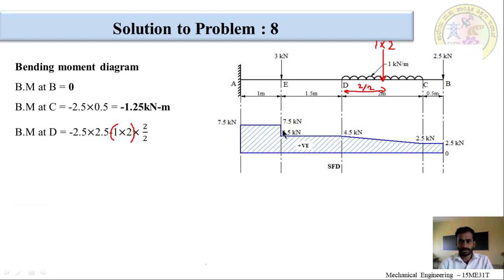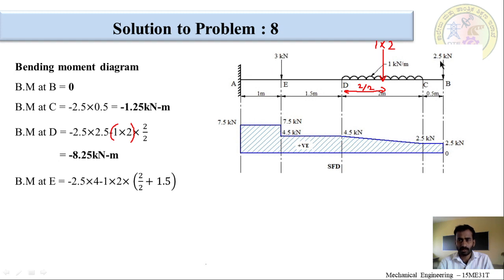Okay. So, the value of bending moment is equal to minus 8.25 kilonewton meter at D. Now, bending moment at E. So, again we have to take this point load and this UDL. Do not consider the load which is on point E.